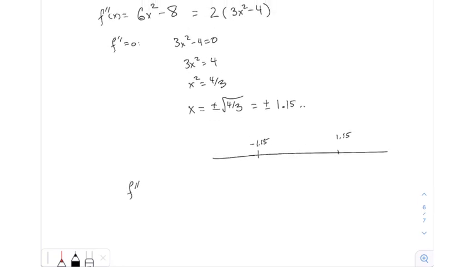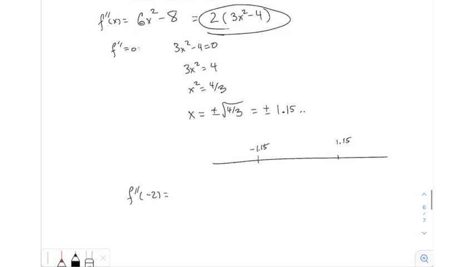So I'm going to choose f double prime of, say, to the far left, I'll use negative 2. Plugging in up here, 2 times 3 times minus 2 squared minus 4. This is 2 times 12 minus 4, which is positive, right? Then I will choose in the middle, 0. I can tell just by looking here, when I plug in 0, I'm going to get 2 times negative 4, which is negative. And then I'll plug in on the far side here, positive 2. It's going to be also positive over there. Did I do it right? I think I did it right. I hope those are the signs that we got.